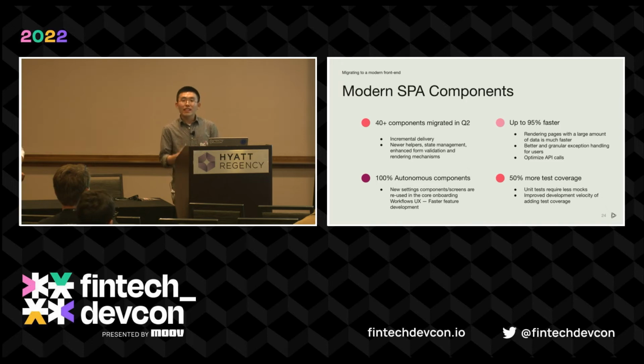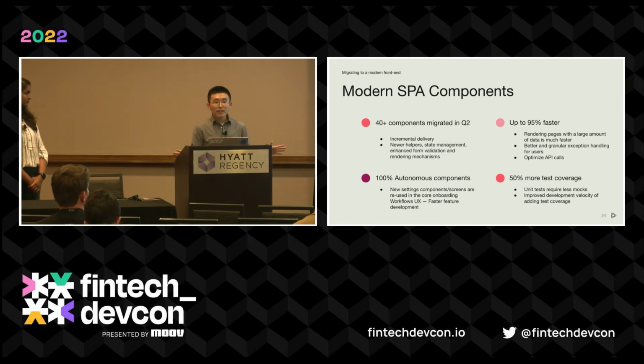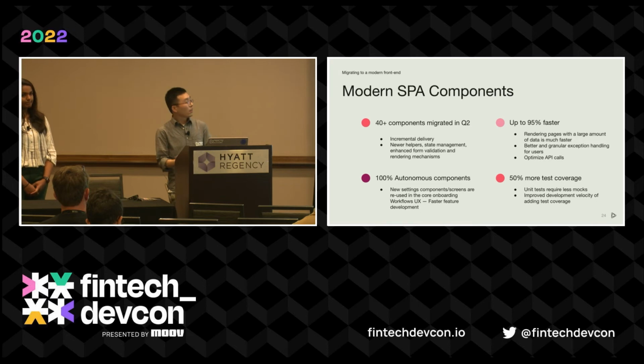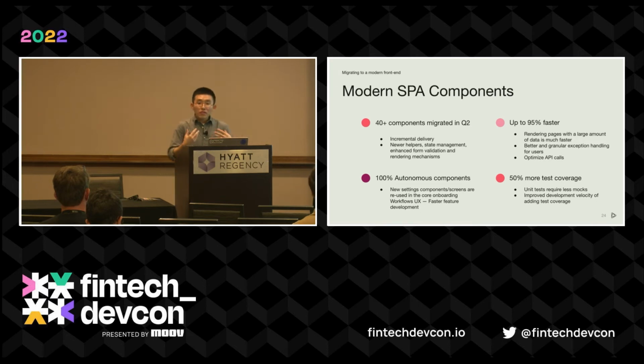But we did it in an incremental delivery fashion. Again, we migrated a single tab each time throughout the quarter. But we introduced newer helpers, newer state management, and completely enhanced form validation that runs on the UI level. And we introduced a lot of new rendering mechanisms for modals, all of the overlay stuff. So that really utilizes this modern SPA architecture.